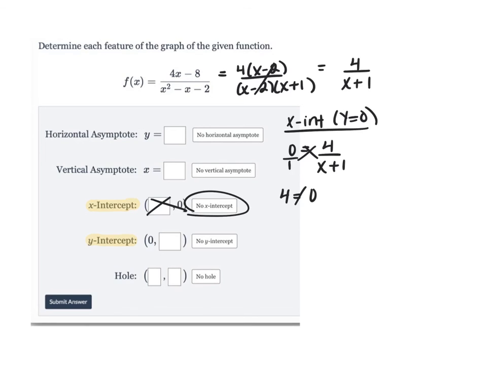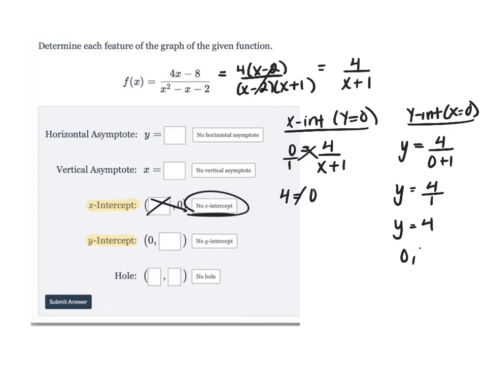So we can go ahead and click that button there where it says no x-intercept. And then a y-intercept is where we're going to set x equal to 0. So we've got y equals 4 over 0 plus 1. So 4 divided by 1 is 4. So my y-intercept is the point (0, 4).